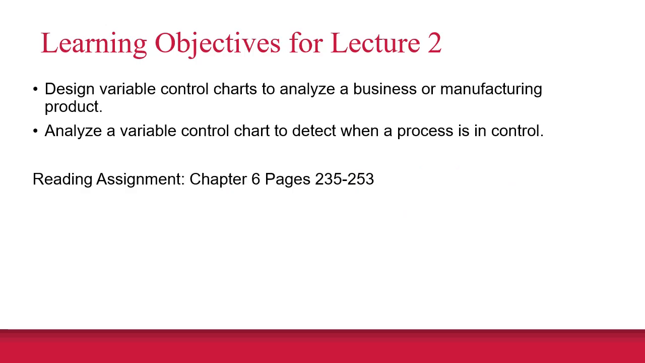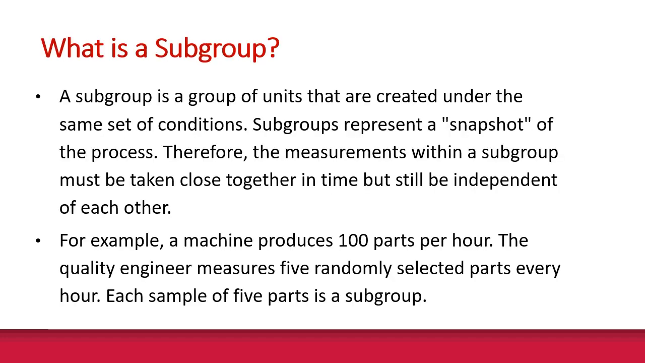Learning objectives for lecture 2 are to design variable control charts to analyze a business or manufacturing product, and to analyze a variable control chart to detect when the process is in control. The reading assignment is chapter 6, pages 235 to 253.